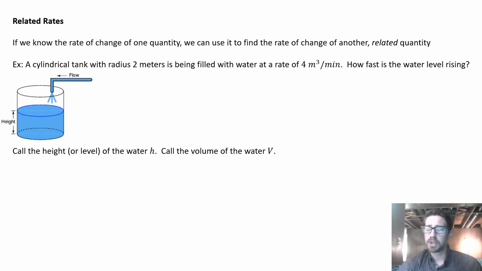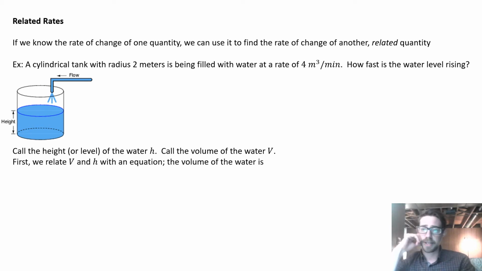So the first thing with these is to name stuff. In the next problem, I'll give you a real step-by-step rubric for how to do these problems, because they're all kind of the same. But for now, let's just talk through it. So let's call the water level H for height, and let's call the water volume V. Why not? So that 4 cubic meters per minute, that's volume, right? That's how fast the volume of the water is growing. So we need to put the related in here. Obviously, those two things are related. The faster the water comes in, the faster the level goes up.